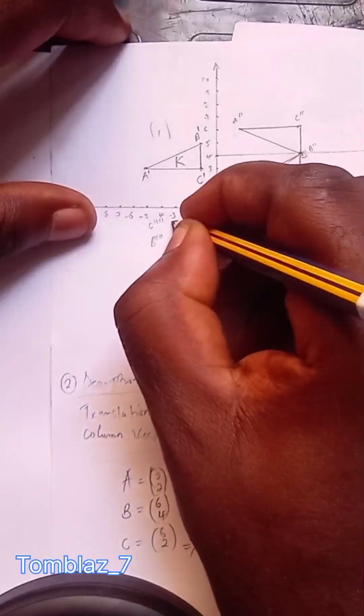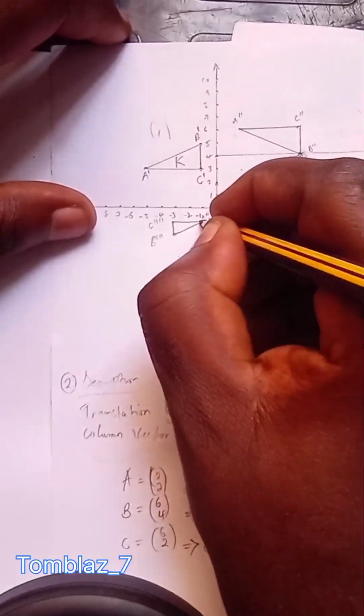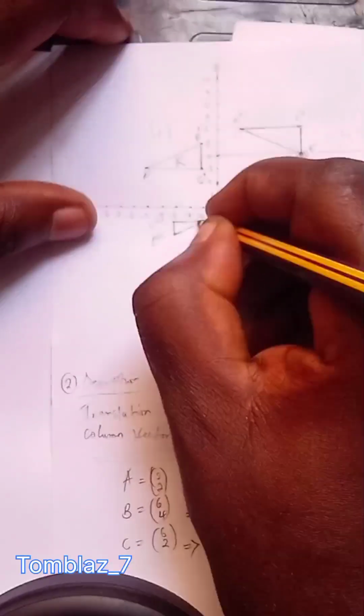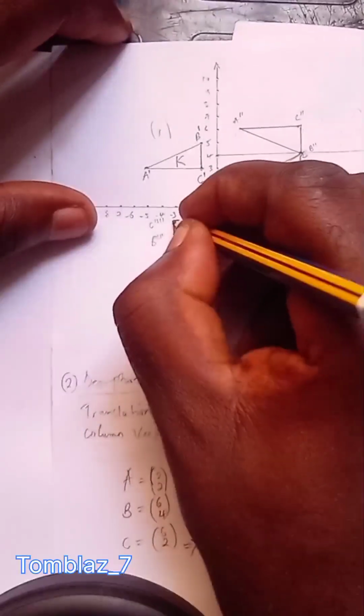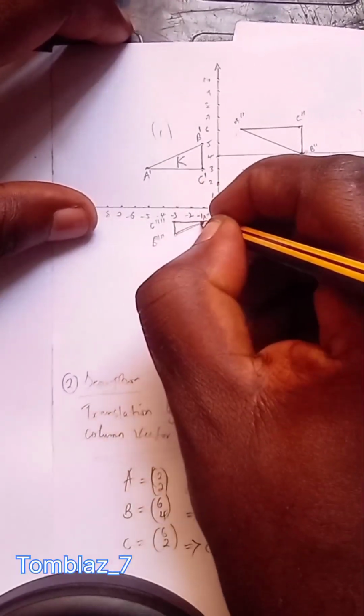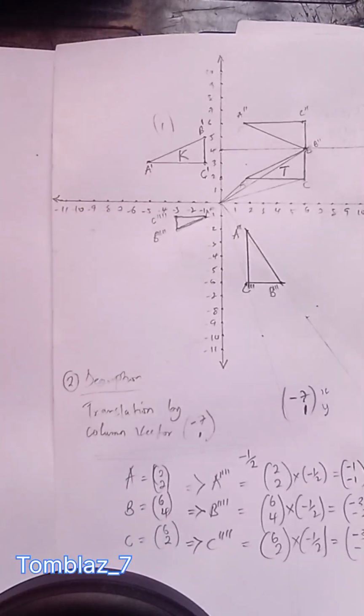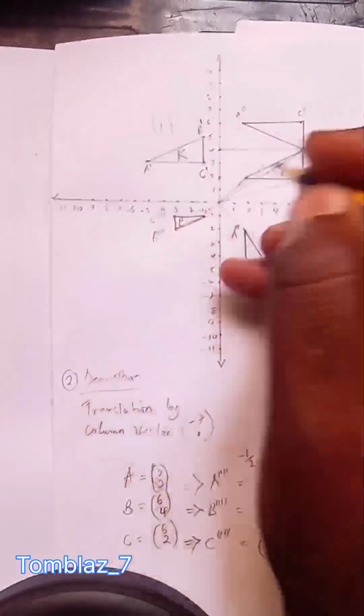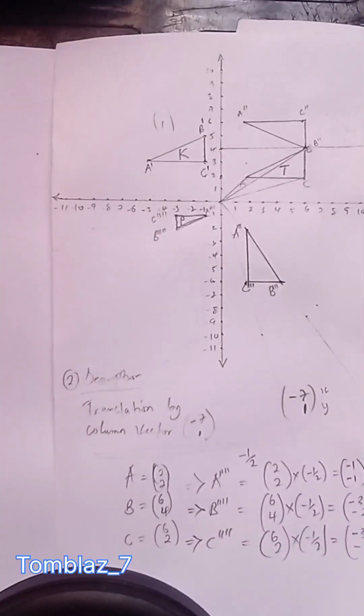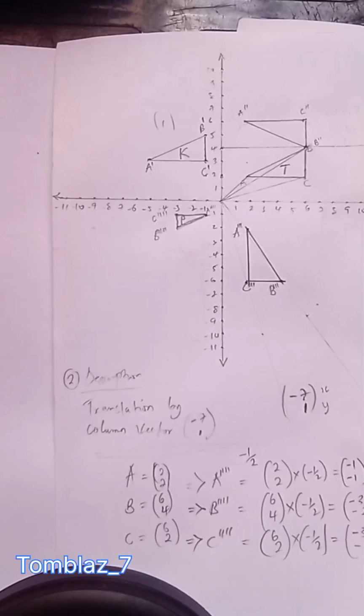You can use your hand. This is too small to even use a ruler, right? So you can just connect the points with your hand. All right, that's a new triangle, and then we should label it P. So this is P. Okay, so the last but not the least, they say describe fully the single transformation that maps P onto T.